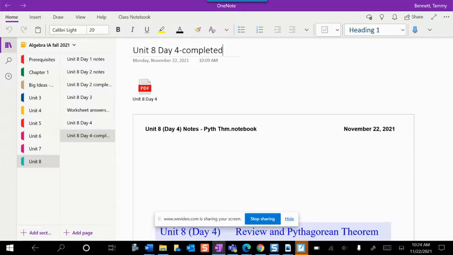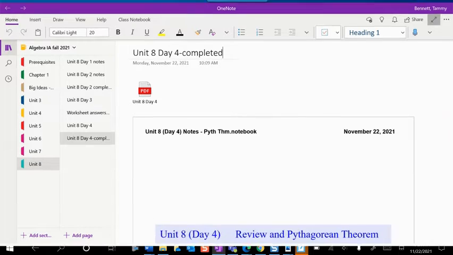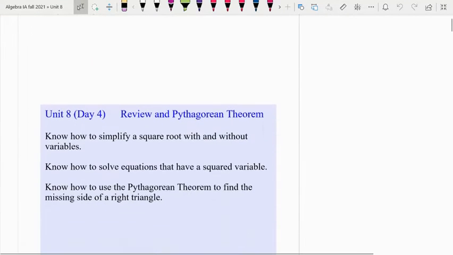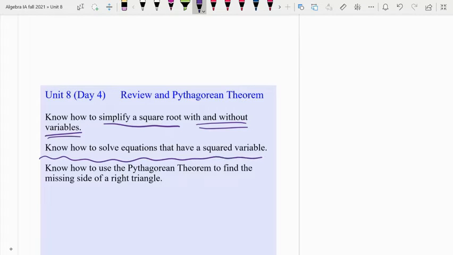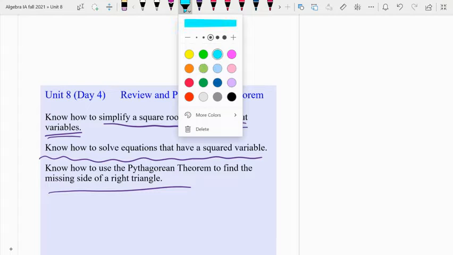Hello, and these are the notes for Unit 8, Day 4, Pythagorean Theorem. We're going to simplify, make sure we know how to simplify a square root with and without variables. Know how to solve equations that have a squared variable, and then we're going to use the Pythagorean Theorem.